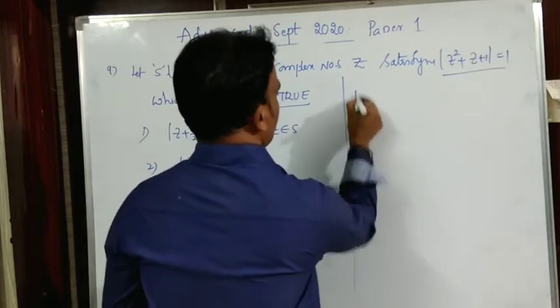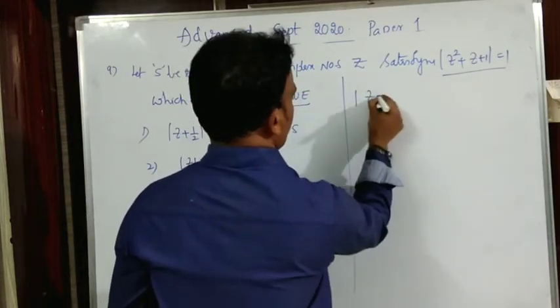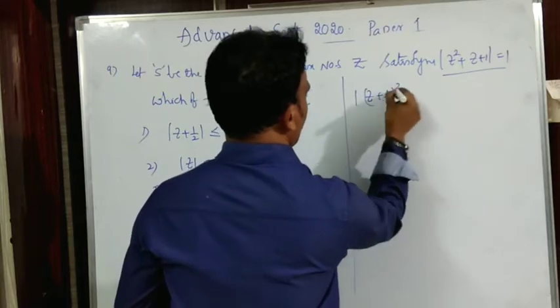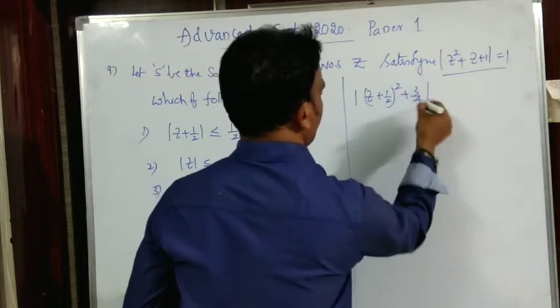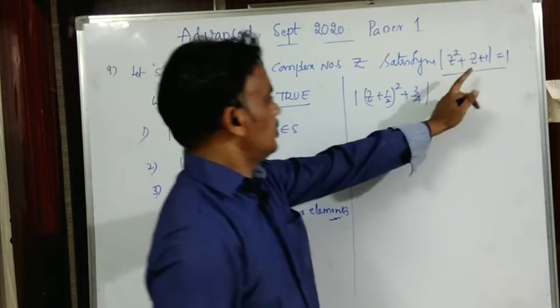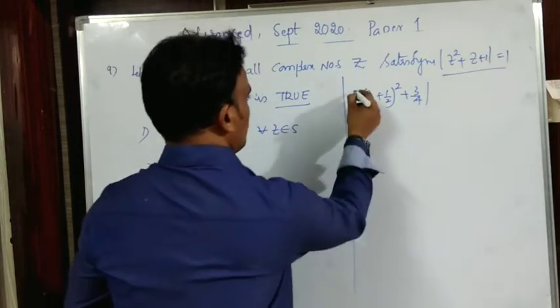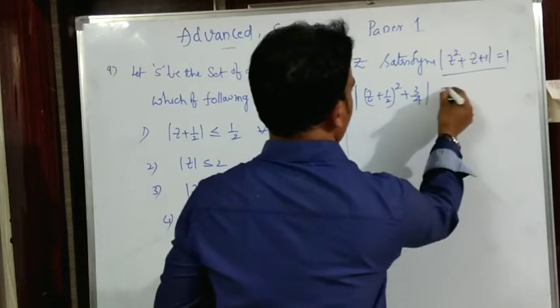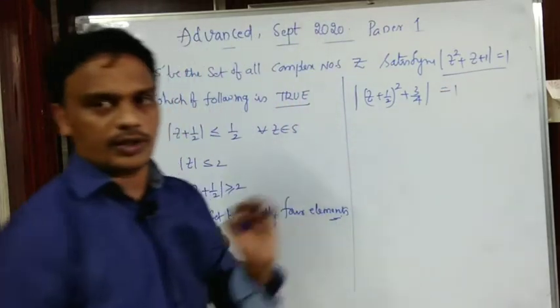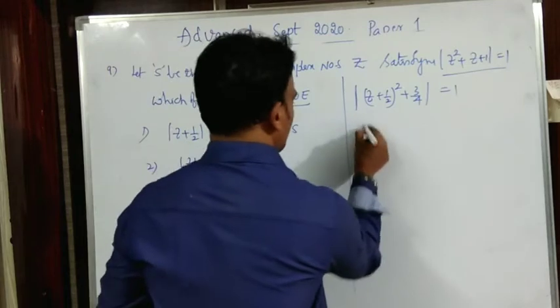So this is modulus of z square plus z plus 1, which can be written as z plus 1 by 2 whole square plus 3 by 4. Am I right? It is adding 1 by 4 and subtracting 1 by 4. This can be written as modulus of z plus 1 by 2 whole square plus 3 by 4, and this is equal to 1.